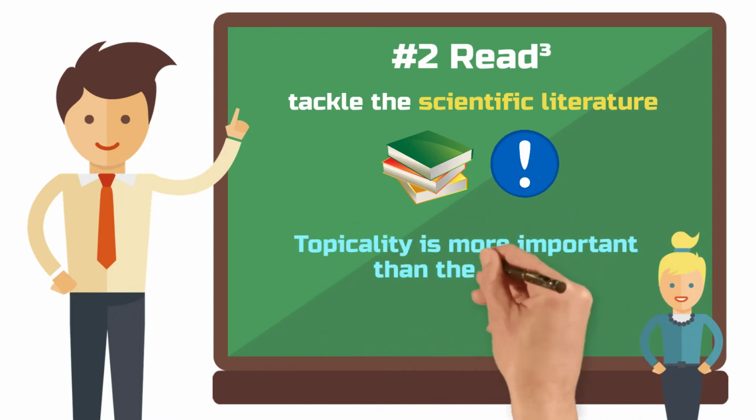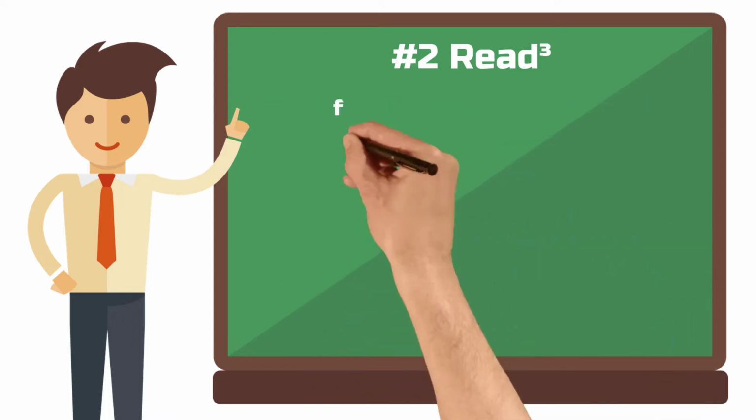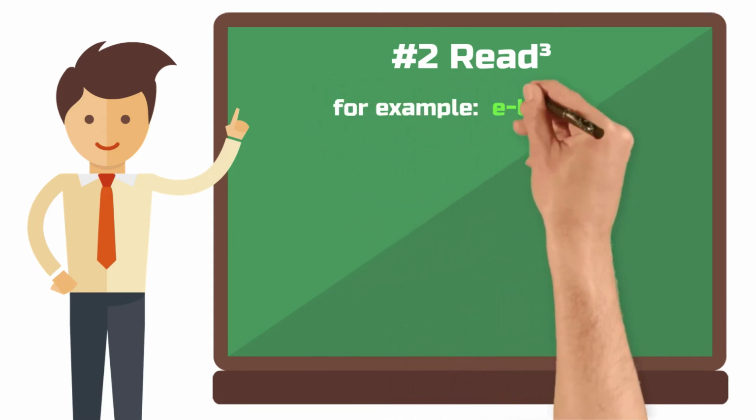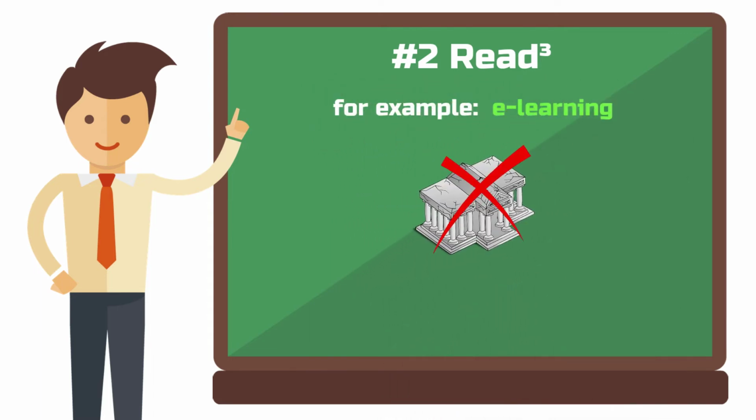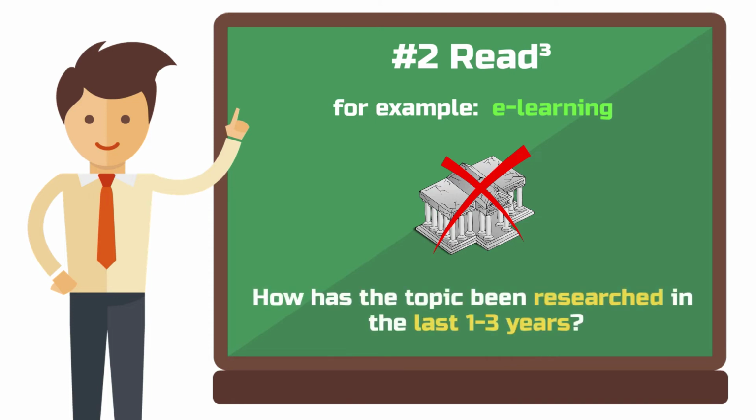Topicality is more important than the basics. If one of your 3 topics is e-learning, then knowing the history and roots of e-learning will not help you find a topic. It is more important to know how the topic has been researched in the last 1 to 3 years and which acute questions arise in this area.